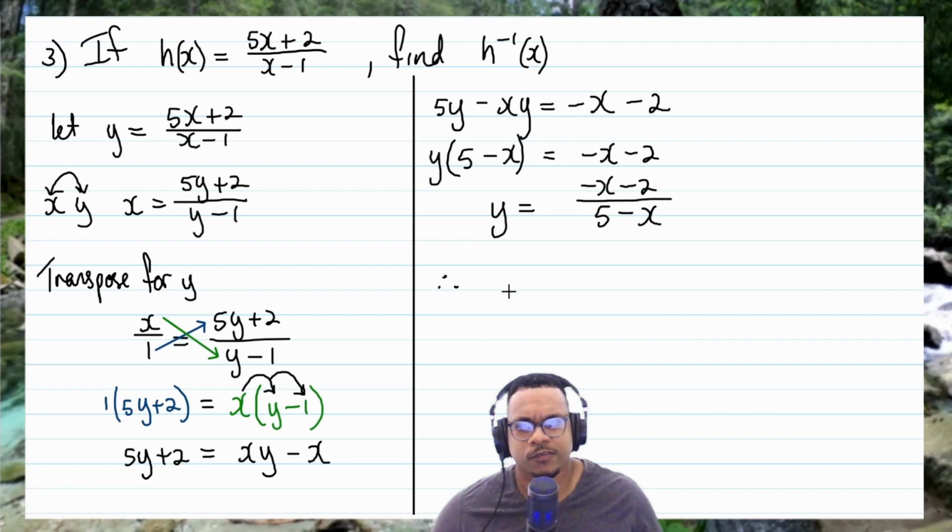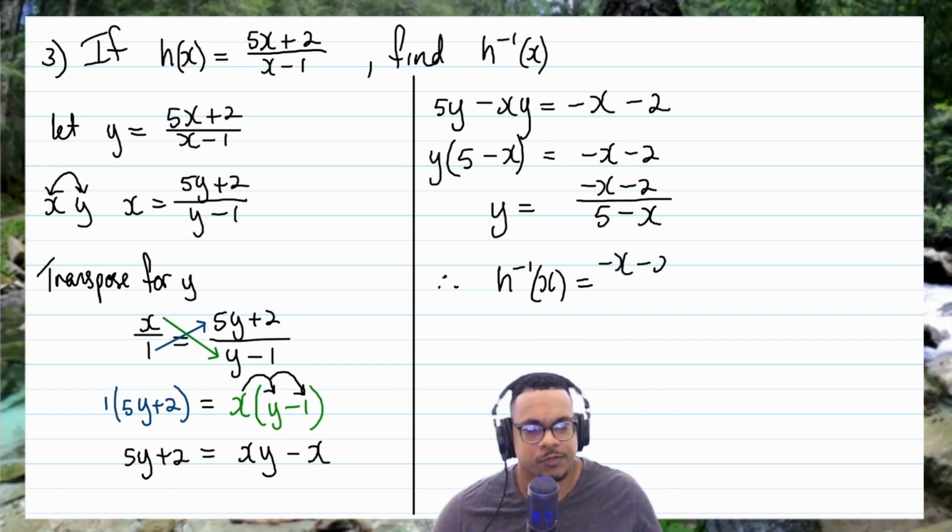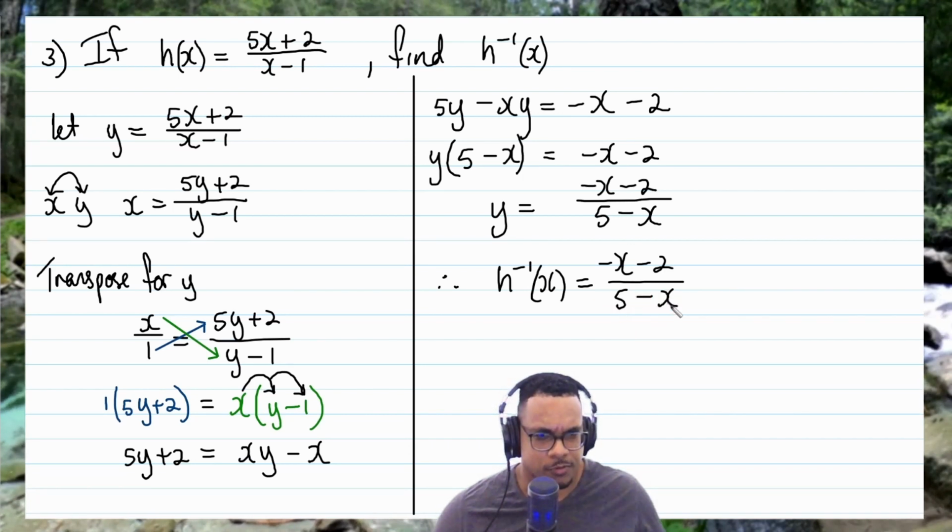So therefore, h inverse x is equal to negative x take away 2 divided by 5 take away x. Now in a function like this, if x was 5, we will have 5 take away 5 and the denominator would be 0, and therefore the function will be undefined. So therefore x cannot be 5. So let's put a comma, which means where x is not equal to 5.